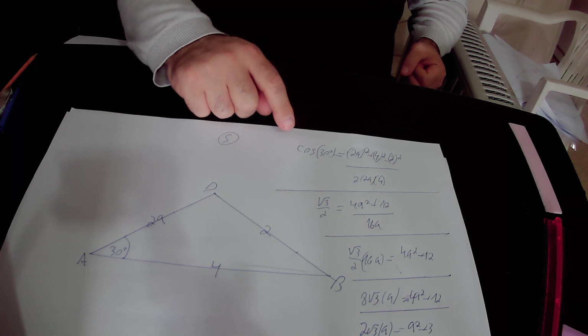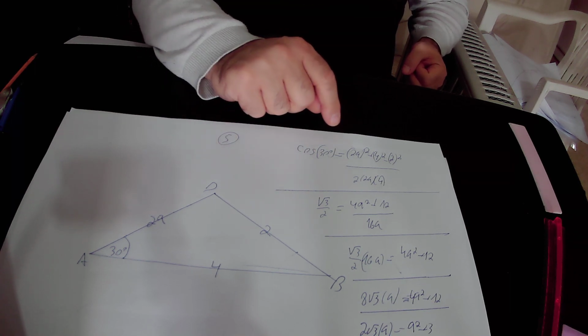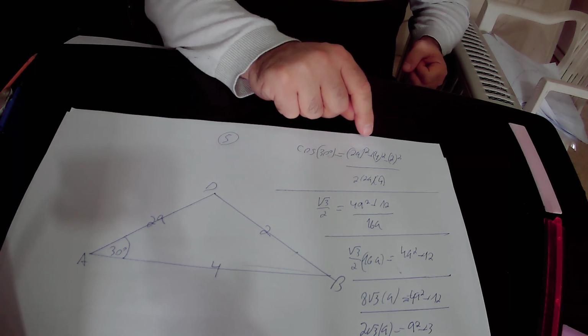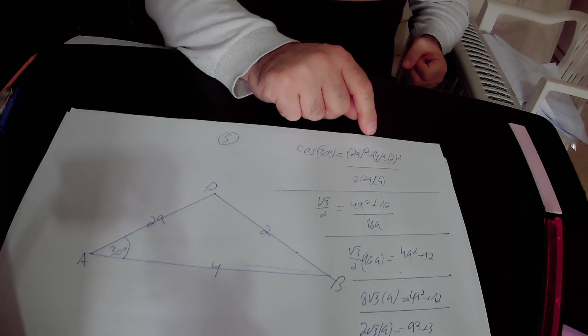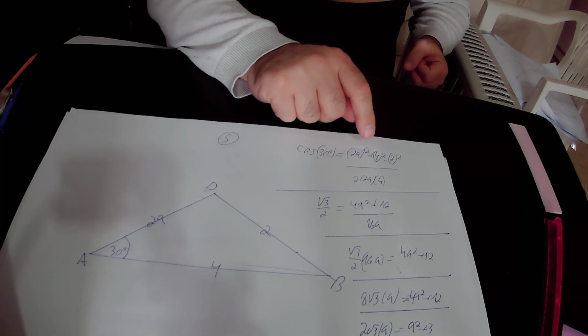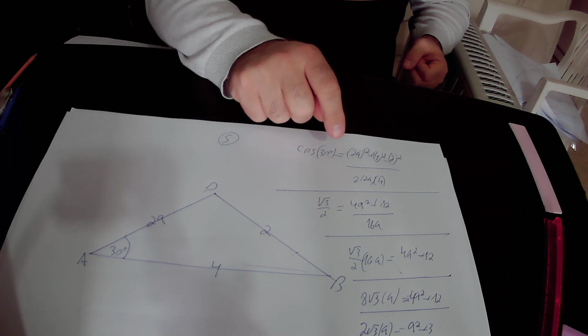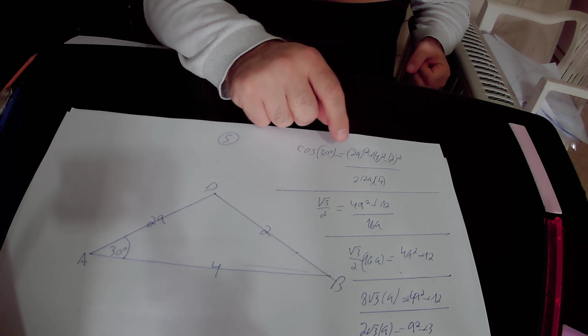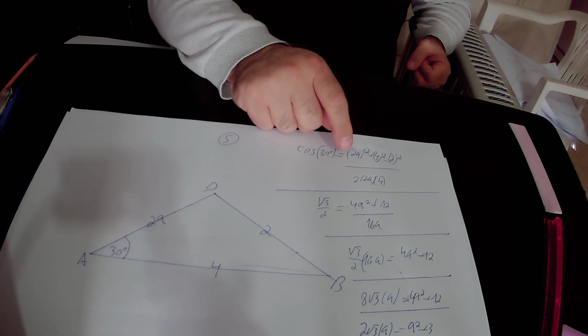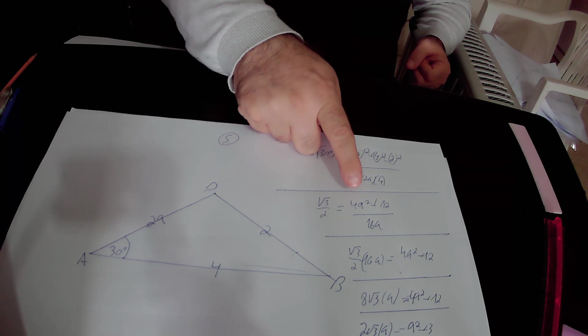Cosine 30 degrees is equal to root 3 over 2. (2A) squared is 4A squared. 4 squared is 16, minus 2 squared is minus 4. 16 minus 4 is 12. So in the numerator we have 4A squared plus 12. And in the denominator we have 2 times 4, which is 8, and 8 times 2A is 16A. In the denominator we have 16A.